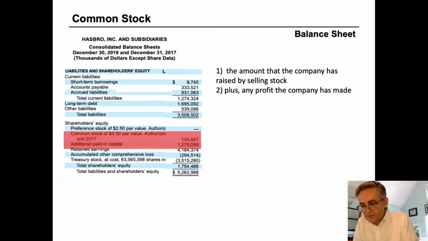Additional paid-in capital is sometimes called contributed capital in excess of par. You'll see that on some balance sheets. But it means the same thing as paid-in capital. You can think of it as the amount that a company receives when it first issues stock.